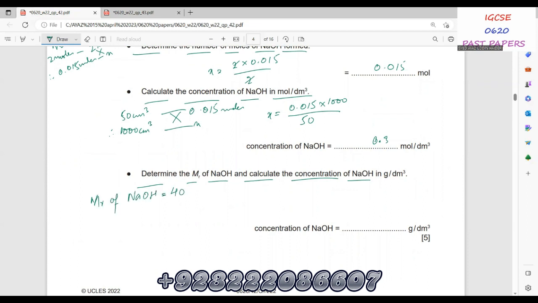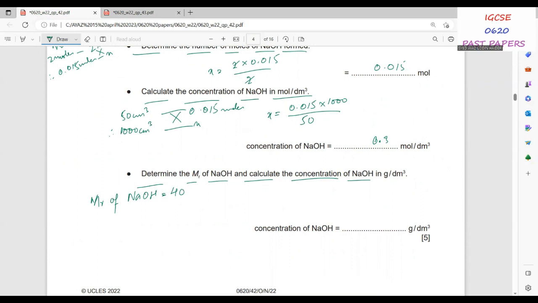Now I want to calculate the concentration of NaOH in gram per decimeter cube. Moles of NaOH is there. So we will multiply 40 by 0.3. The answer will be 12 gram per decimeter cube.